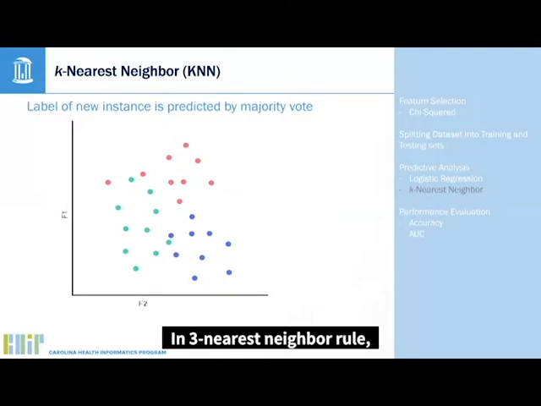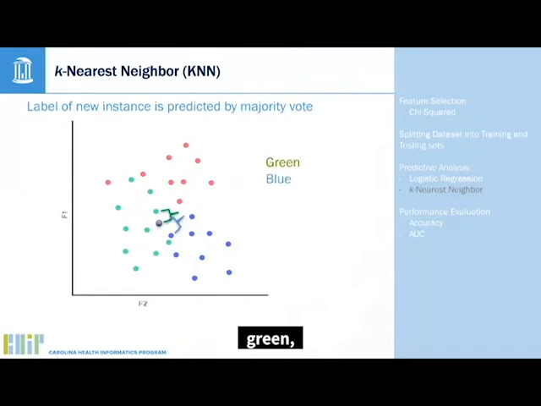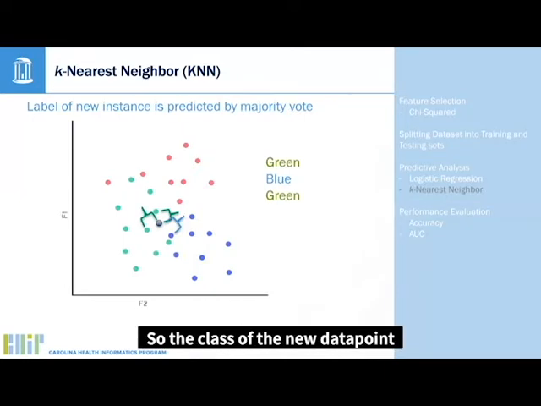In the 3 nearest neighbor rule, the label of the new data point is determined by the majority vote from the 3 nearest instances. In this case, the 3 nearest neighbors are green, blue, and green. So the class of the new data point is determined to be green by majority vote.